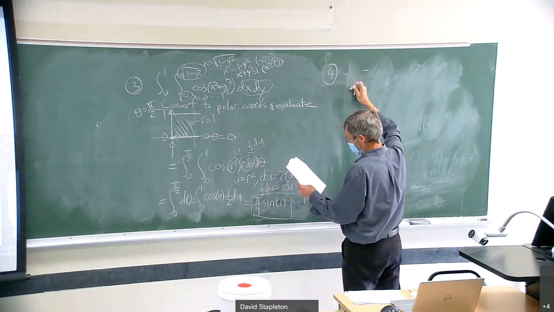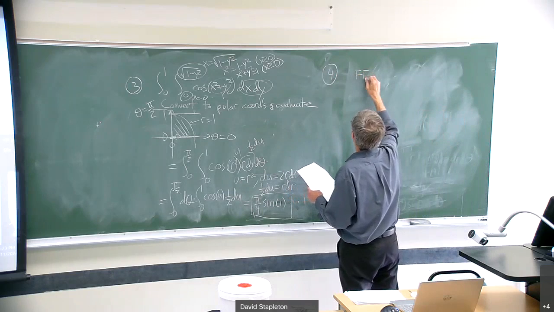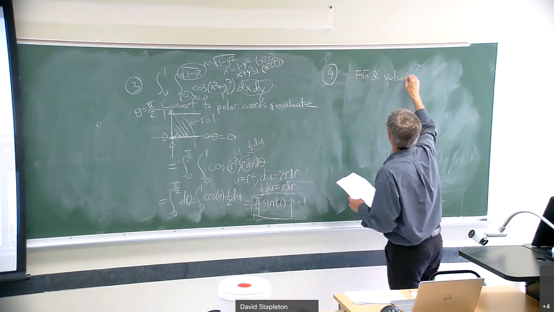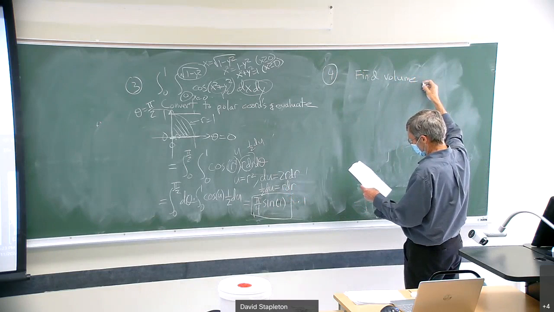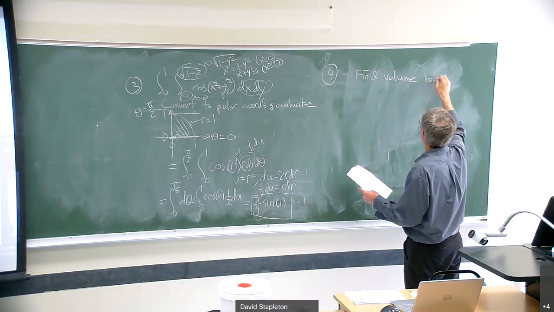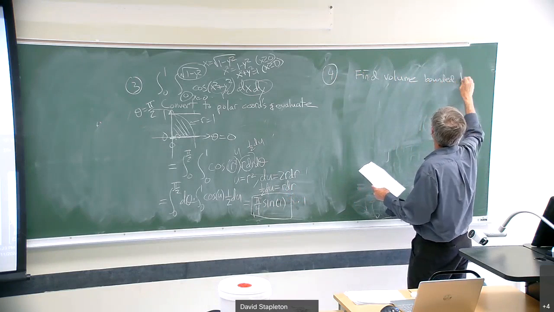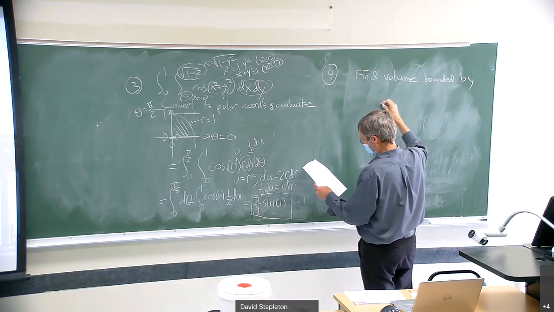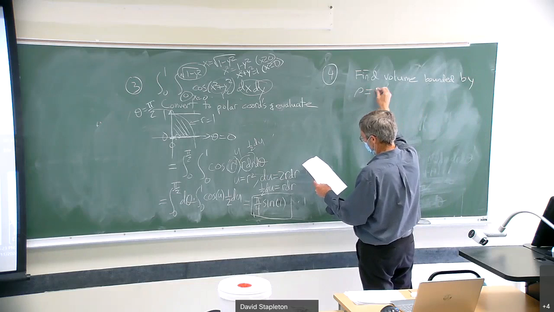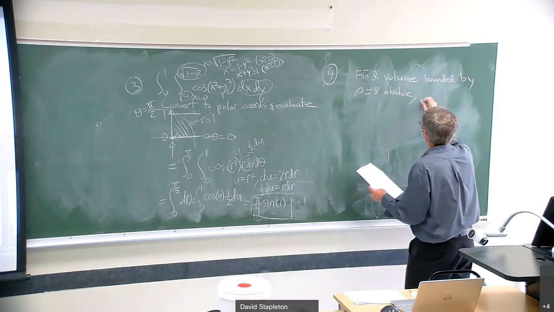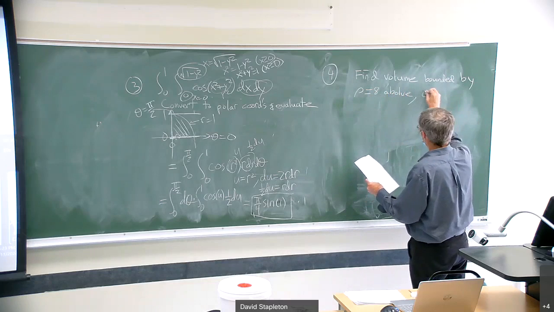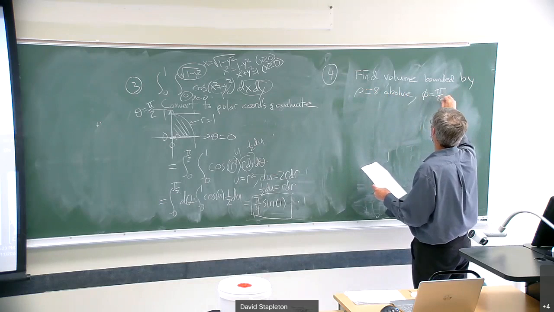Use spherical coordinates to find the volume. Find the volume. I'll leave out the instructions, spherical coordinates on the board. Bounded by the sphere, rho equals 8 above, the cone, phi equals pi over 6 below.